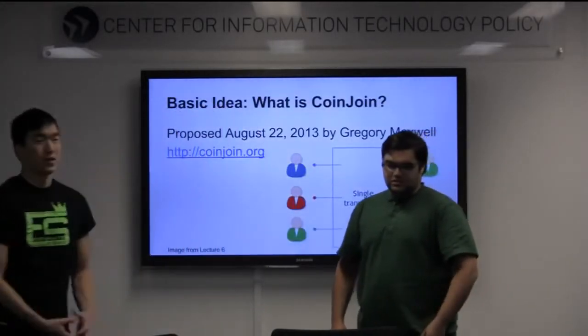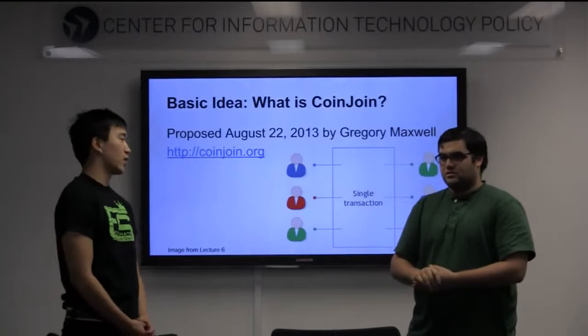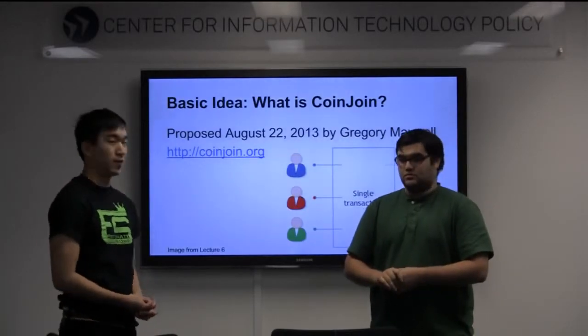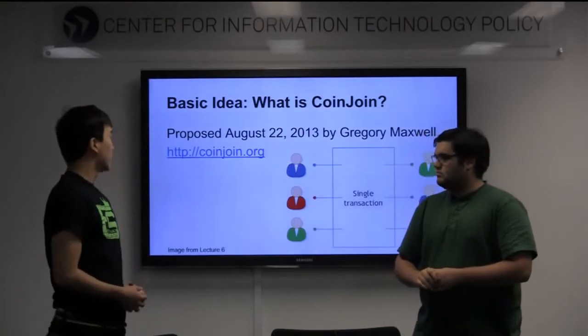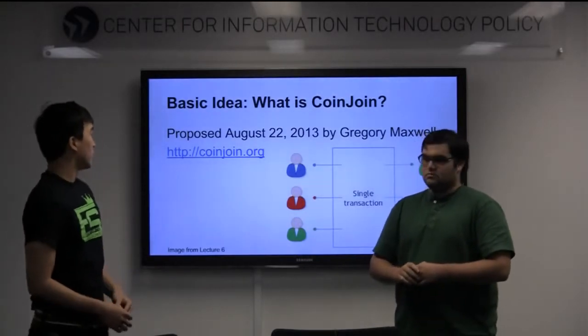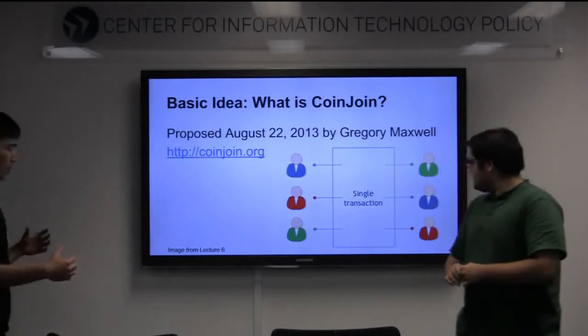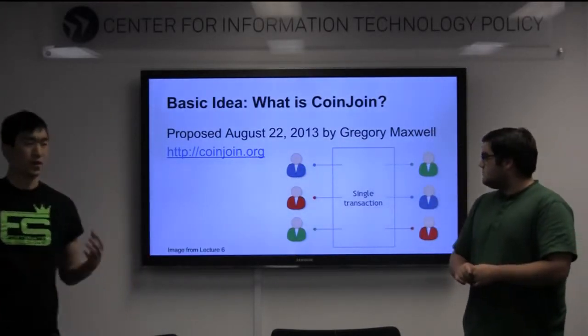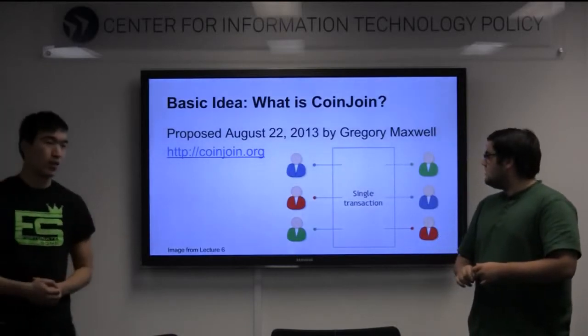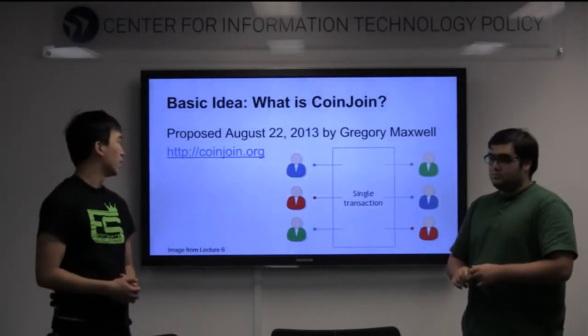So first, what is CoinJoin? What CoinJoin aims to solve is a lot of the problems surrounding traditional Bitcoin with issues regarding privacy. Mainly, it's a protocol that's designed to build on top of Bitcoin and not replace Bitcoin, unlike some of the other privacy solutions you've heard about, like ZeroCoin.